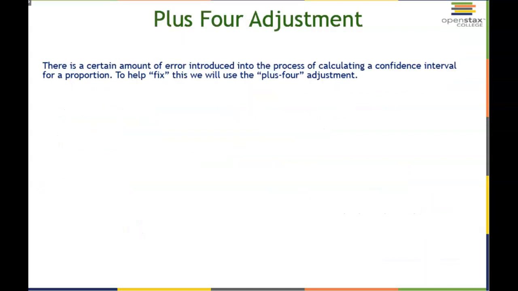There is a certain amount of error introduced into the process of calculating confidence intervals for a proportion. Because we don't know the true proportion, we're forced to use these point estimates, and they're okay, but studies have shown that this method is really kind of flawed. Because of that, there is a simple adjustment. It's called the +4 adjustment. And all that means is we're going to do two adjustments.